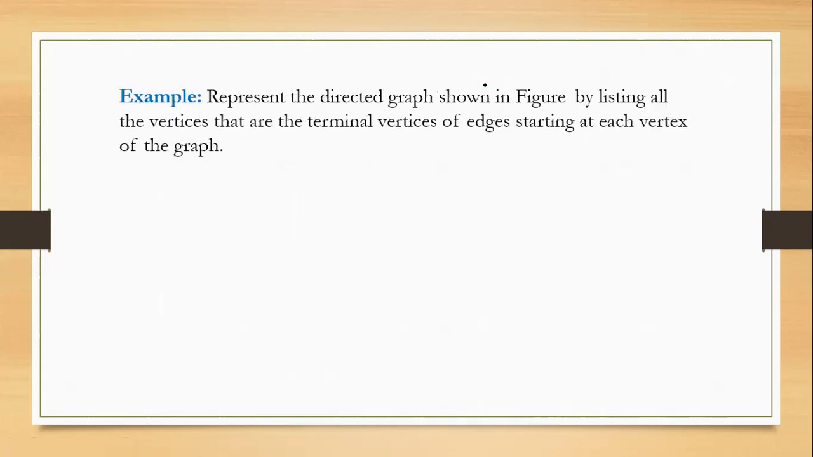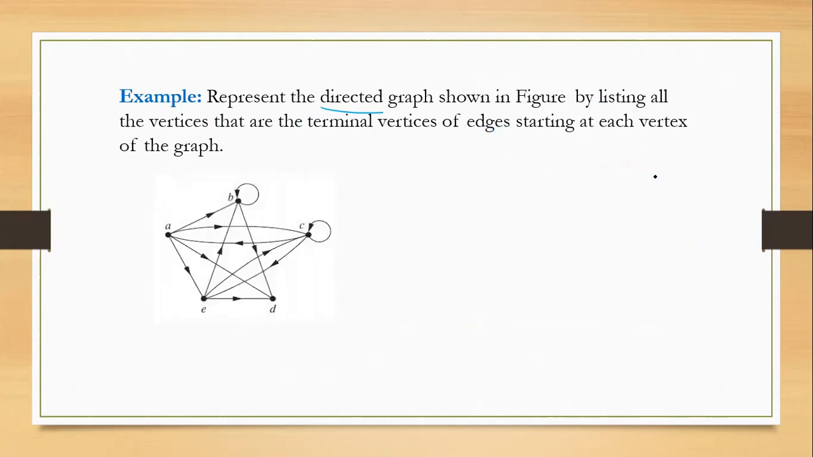Now we have: represent the directed graph shown in the figure by listing all the vertices that are the terminal vertices of edges starting at each vertex of the graph. So this is the graph given. Here if we notice, we have loops, we have multiple edges, and we also have directions.